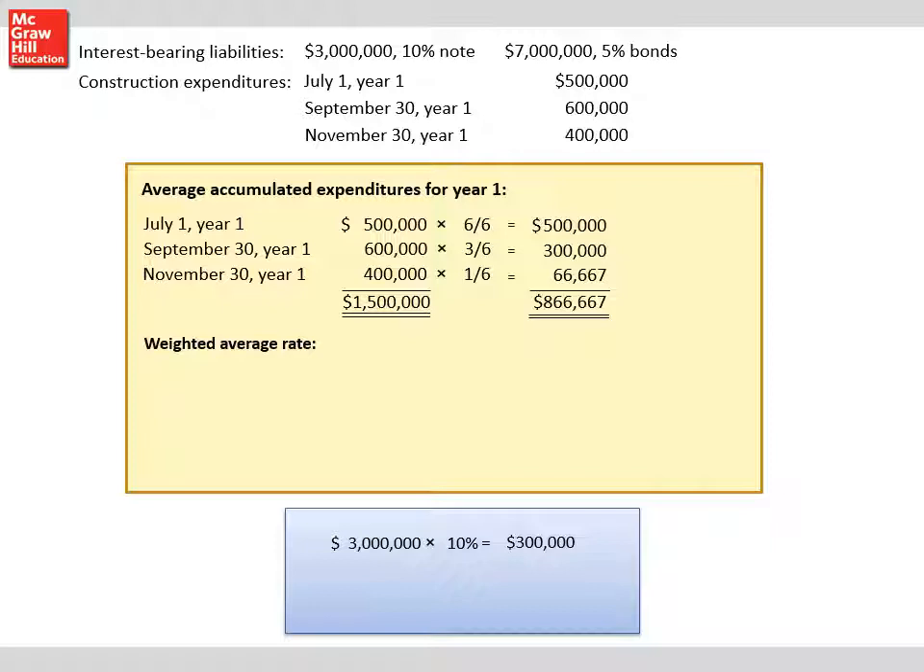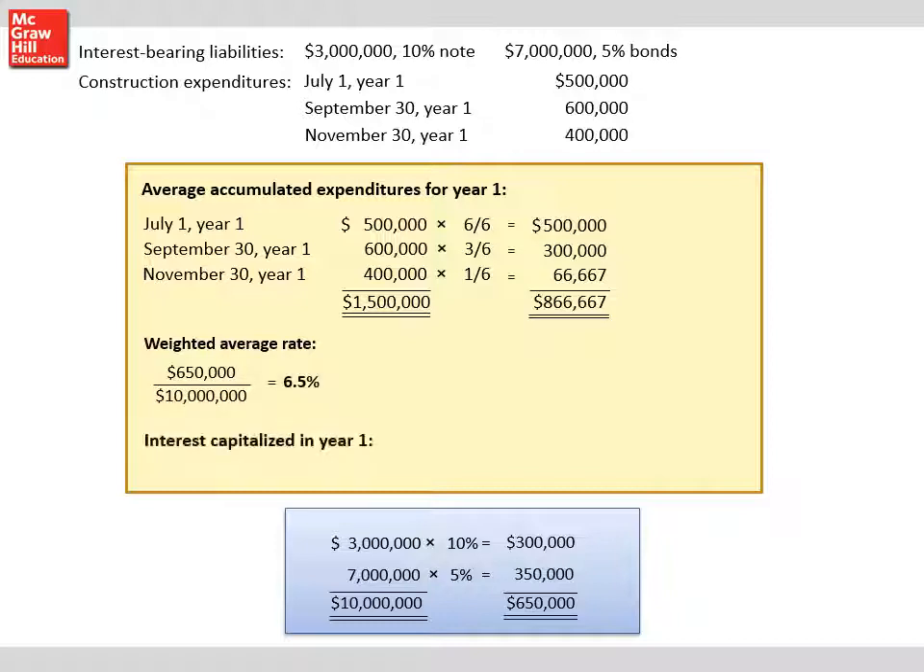Further, now we have to find a weighted average rate. Remember, we have a $3 million note at 10%, so that would produce $300,000 in interest, and then a $7 million, is it a bond? I can't remember off the top. Yes, a bond that produces 5% interest, or $350,000 of interest each year. So take the $650,000 in total interest divided by the 10 million, 6.5% is the interest rate.